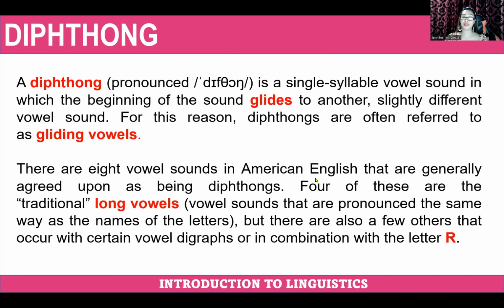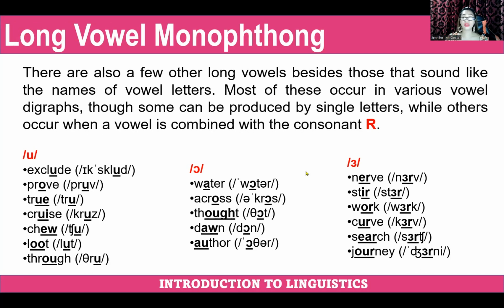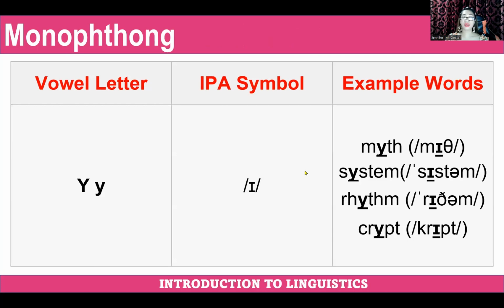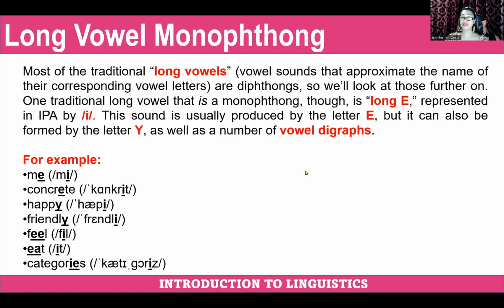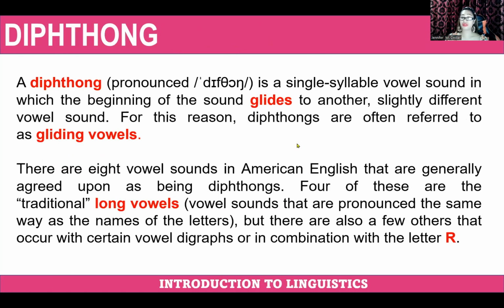Moving forward, we're done with monophthongs. So let's go back with the sounds: the long vowel monophthong and the short vowel monophthongs. Let's now have the diphthongs. A diphthong is a single syllable vowel in which the beginning of the sound glides to another, slightly different vowel sound. For this reason, diphthongs are often referred to as gliding vowels. And a while ago, we had the monophthong, which is also known as the pure vowels.